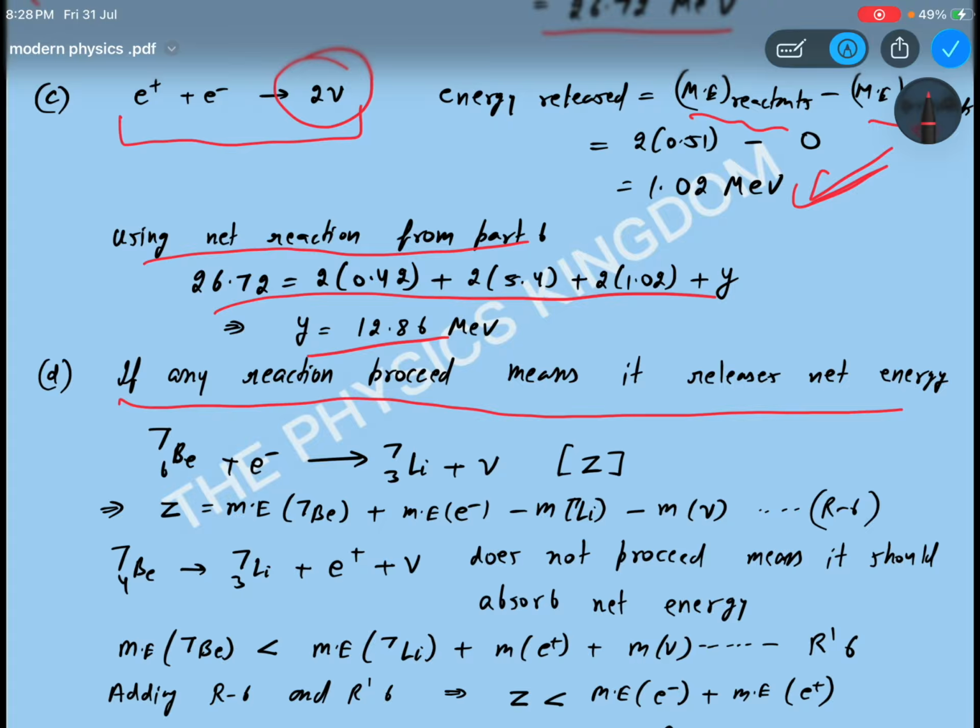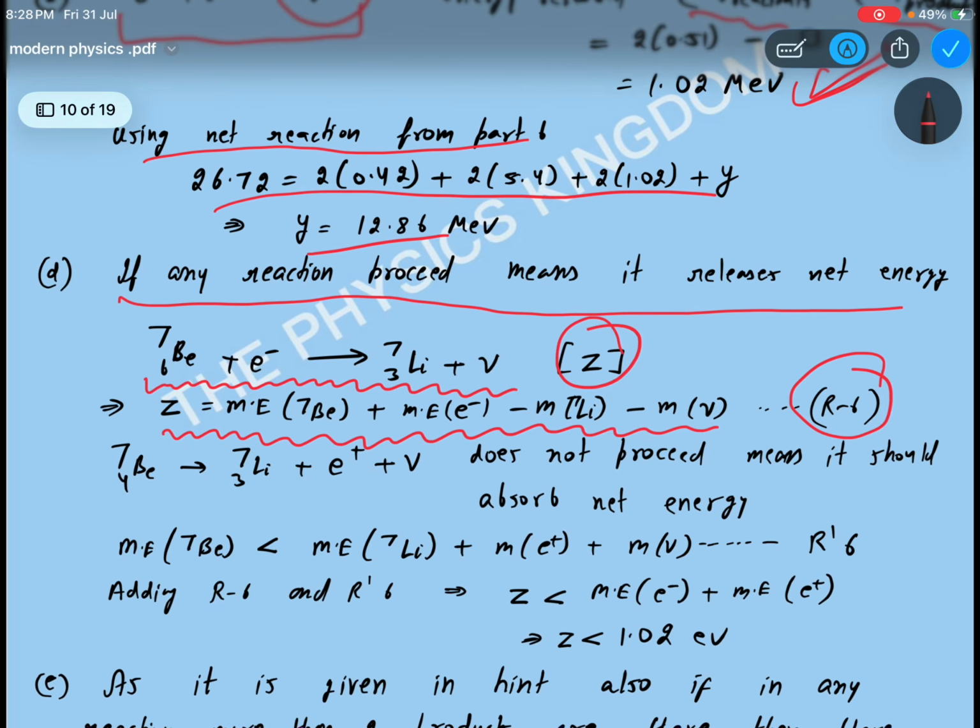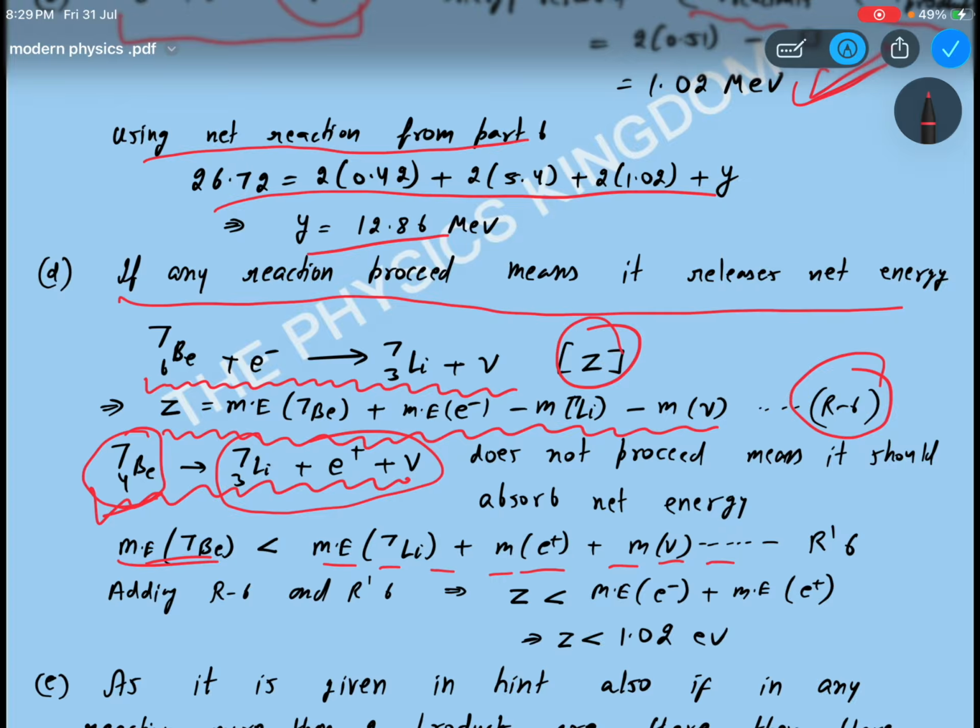So now what reaction are they giving? First of all, what is the actual reaction happening? So I am writing this Z in terms of mass energies. I am writing this Z, that is our reaction 6, and the reaction which is not taking place, this. Then obviously the mass energy of this should be less than this, that's why it is not taking place. So the mass energy of these reactants should be less than the mass energy of products, that I am writing, beta. This I am calling R-6, and then I am adding these two equations. So what am I getting, beta? I am getting a condition that Z is less than 1.02 electron volt. So that is our D part.